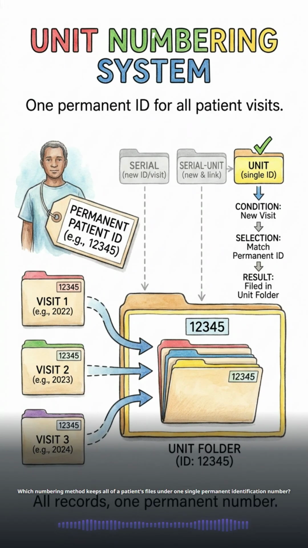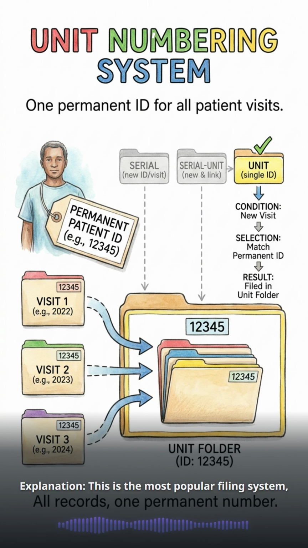15. Which numbering method keeps all of a patient's files under one single permanent identification number? The unit numbering system keeps all patient visits filed together under one main identification code number. This is the most popular filing system, because it keeps the entire medical history in one folder.